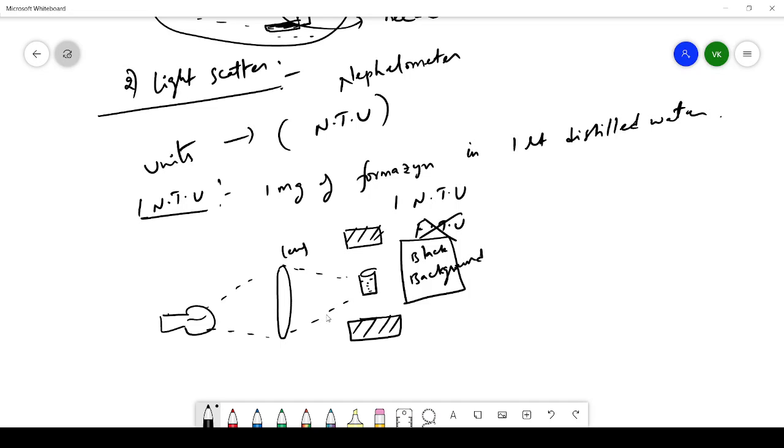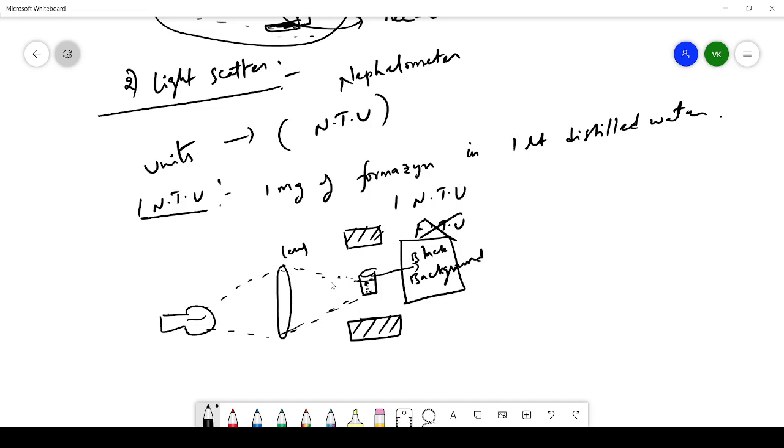So turbidity will be measured based on measuring the amount of light that is scattered at 90 degrees from the water sample. The light that is passing through the lens will be focused on the water sample. The water will contain impurities. When the light is passing purely through the water, it will reach the black background, so obviously all the light will be absorbed here. No light will be reflected back.